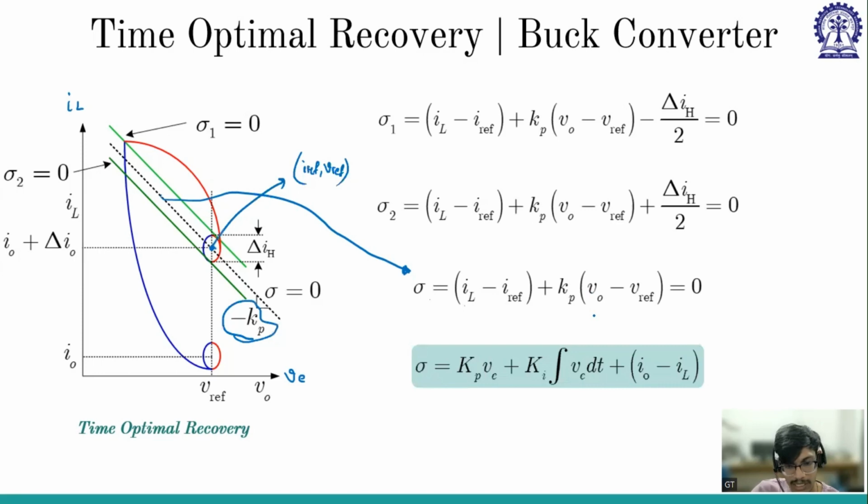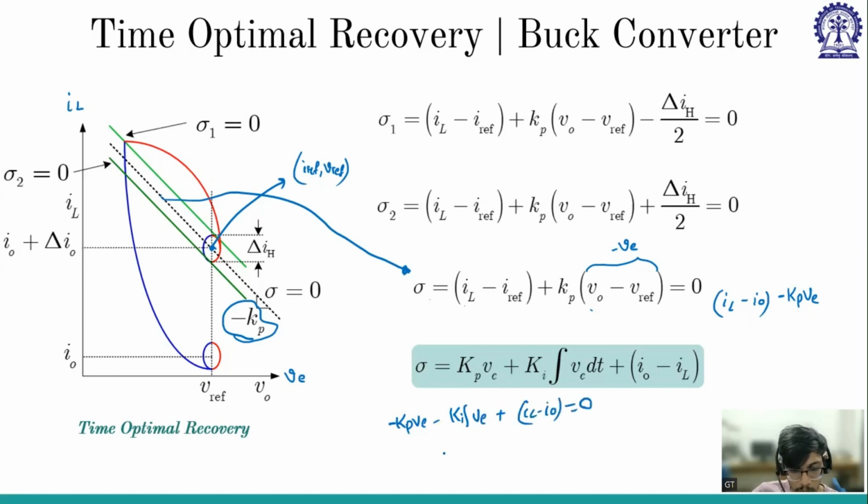V naught minus V reference is minus V error, right? So IL minus I reference is the load current plus or minus KP into V error. This is only when proportional control is there. If you add the integrator, then it will be minus KP V error minus KI integral V error plus IL minus I0 equals 0. If you multiply it with plus sign, KP into V error plus KI integral of V error plus I0 minus IL equals 0. So this is the equation that we are getting as sigma.